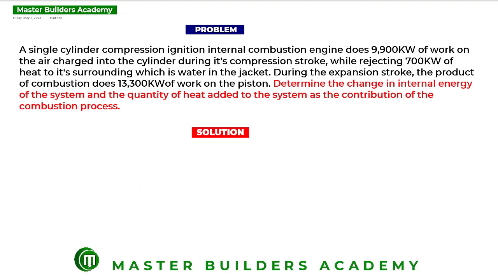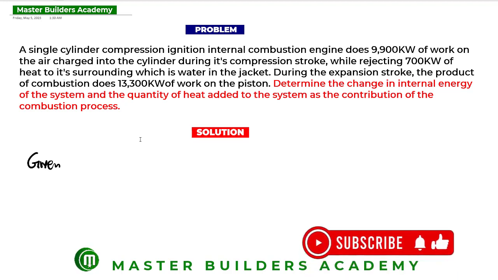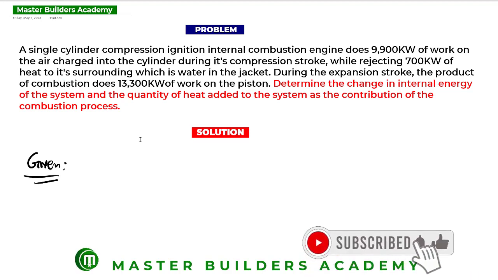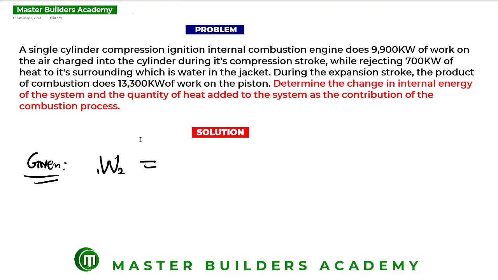So the first thing we're going to do is state the given parameters as usual, because this is a word problem. To solve this, we just have to do this. Okay, so let's get into the business. So we have the given. The first thing we're given is work done from process 1 to 2, and this work done is 9,900 kilowatt. That's the work done from process 1 to process 2.